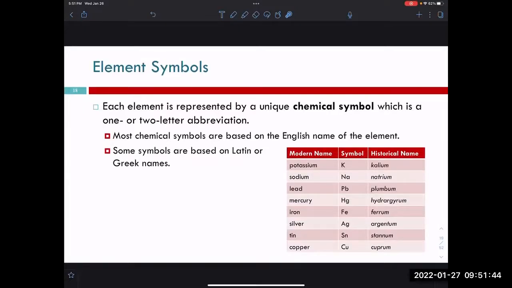So element symbols are a very convenient shortcut for writing out different chemicals, or for elements, the chemical symbols for elements. And they're 1 or 2 letter abbreviations. Most of them are based on the English names, but some of them are not. And those are usually the harder ones to memorize. If it helps, those ones are based on their historical names. So potassium is based on Kalium, which is why it's K. Sodium is based on natrium, which is why it's Na.